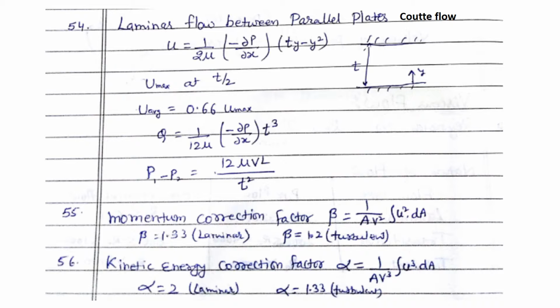Now the momentum correction factor is known as beta. Beta equals 1 by AV square times the integration of U square into dA. For laminar flow, the value of the momentum correction factor is 1.33 and 1.2 in case of turbulent flow. Now, similarly, the kinetic energy correction factor is denoted as alpha. Alpha equals 1 by AV cube times the integration of U cube multiplied by dA. In case of laminar flow, alpha equals 2, whereas in turbulent flow the kinetic energy correction factor is 1.33.